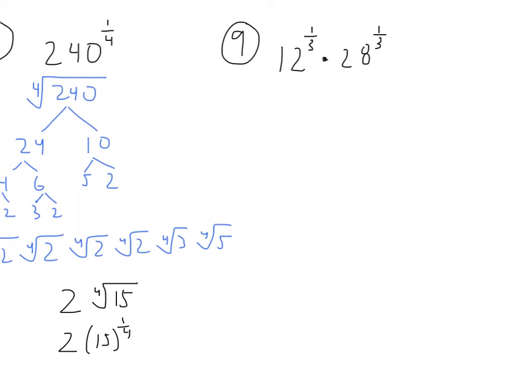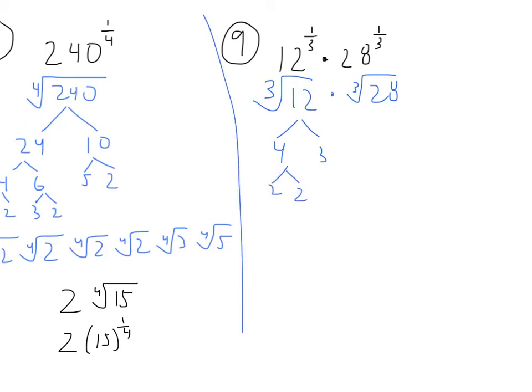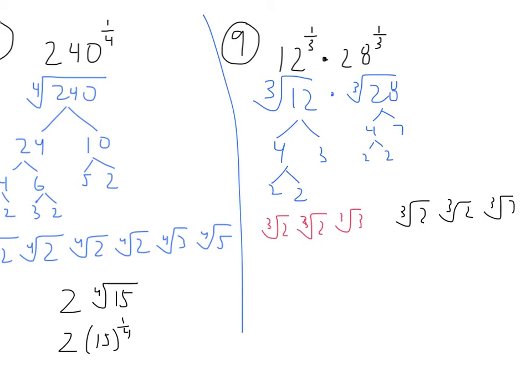All right, so let's realize that this is just saying the cube root of 12 times the cube root of 28. And we could do a factor tree on this. This is 4 times 3. This is 2 times 2. So the cube root of 12 is the same thing as the cube root of 2 times the cube root of 2 times the cube root of 3. And if we do a factor tree on 28, that's just 4 times 7, and 4 is 2 times 2. So the cube root of 28 is the cube root of 2 times the cube root of 2 times the cube root of 7.